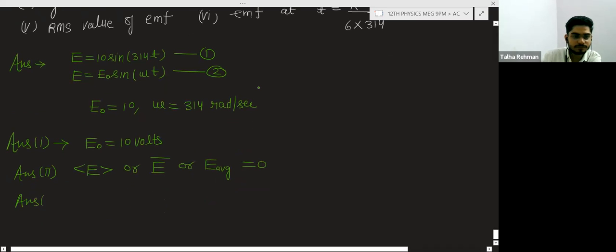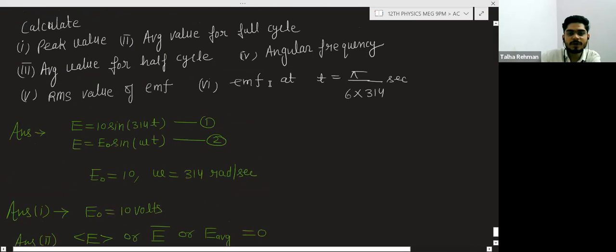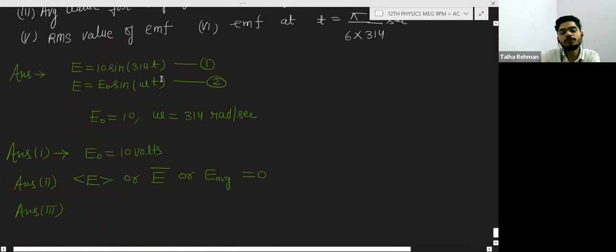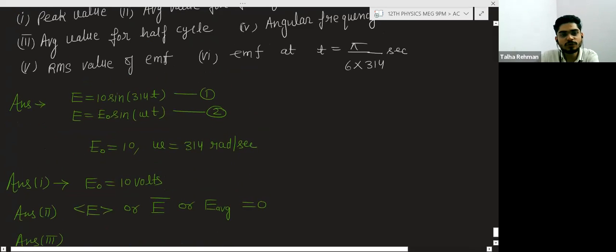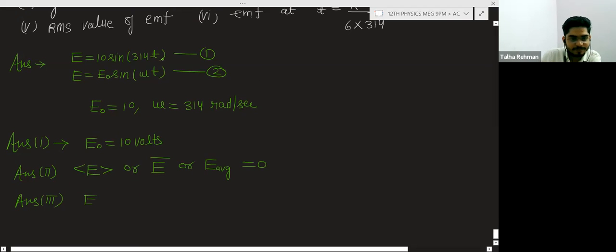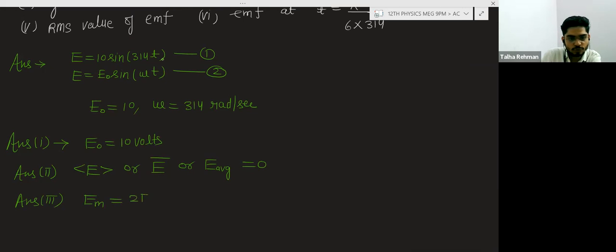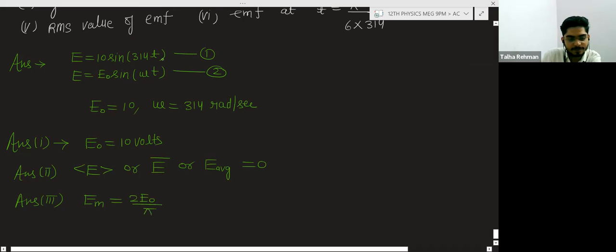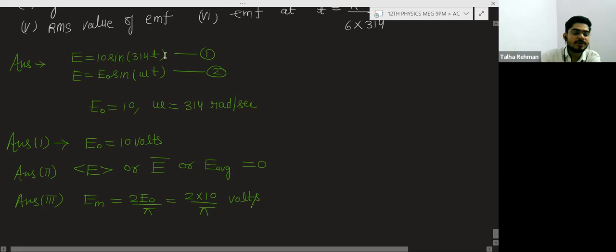Third part, average value for half cycle. EM is the average value, given by 2 into peak value divided by pi. Accordingly you can calculate: you have 2, you have E naught, that is 10, you have pi. This will be your answer.